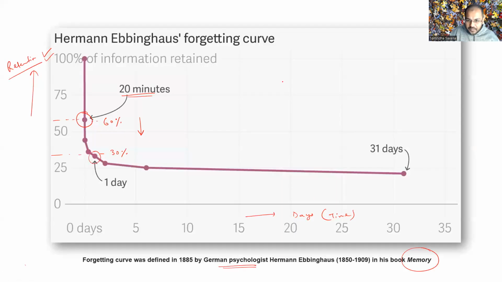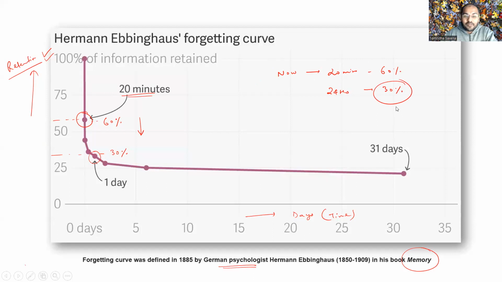So suppose you have studied something now. There are high chances that after 20 minutes you will only be able to remember 60% of the thing, and after 24 hours, that means one day, you will only be able to remember 25 to 30% of the things which you have gone through, right?